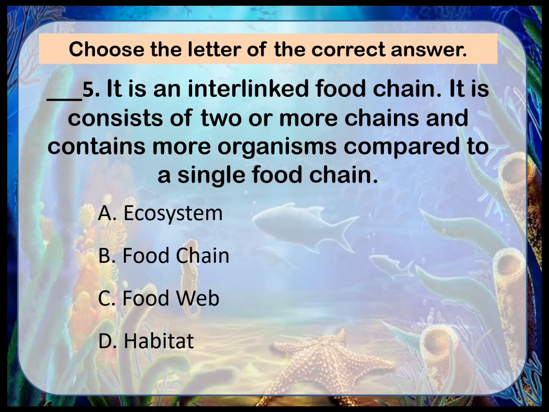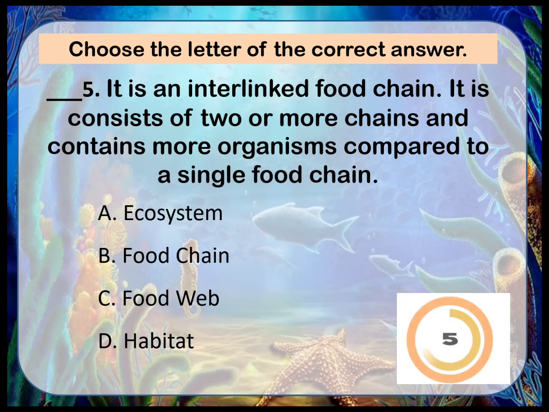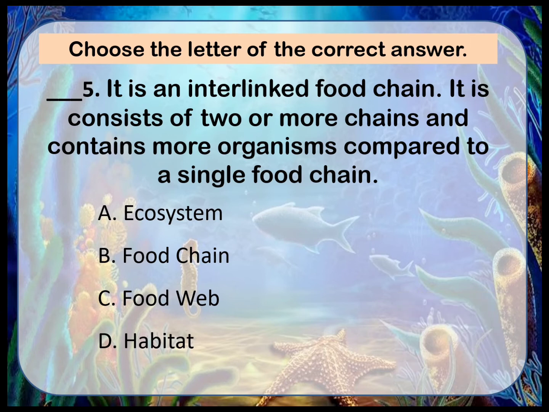For number 5, it is an interlinked food chain. It consists of two or more chains and contains more organisms compared to a single food chain. A. Ecosystem. B. Food chain. C. Food web. D. Habitat. The answer is letter C. Food web.